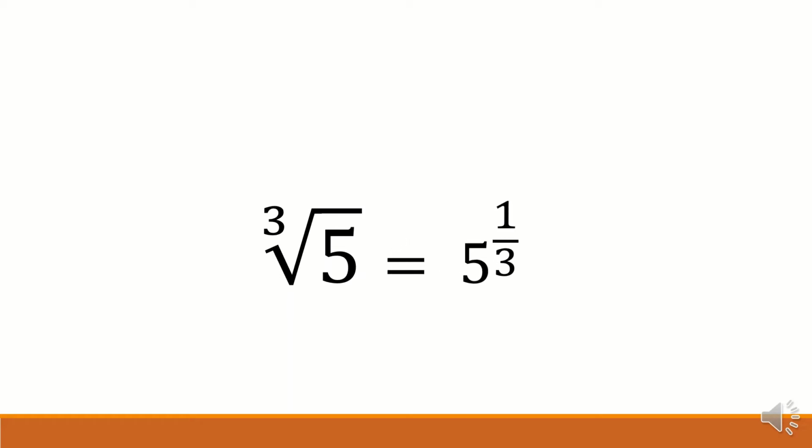Take 5 to the third root. This is a radical. It can also be written as an exponent in this form: 5 to the power 1 over 3.